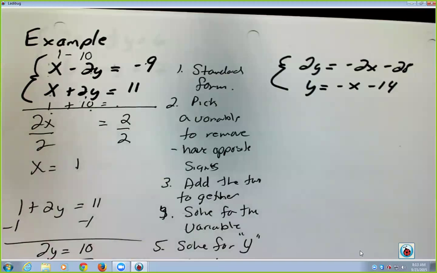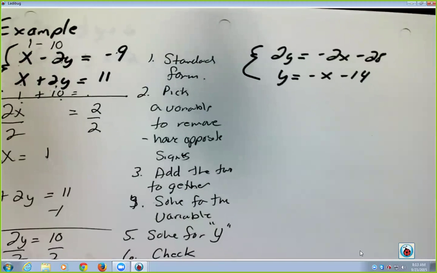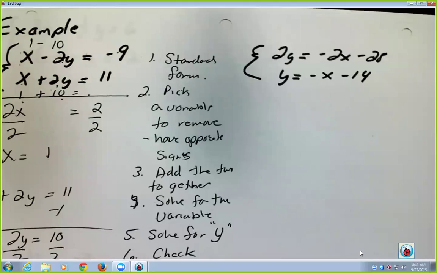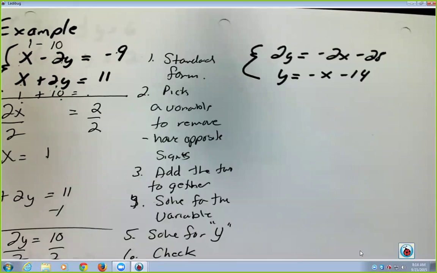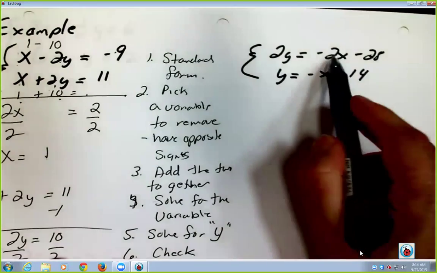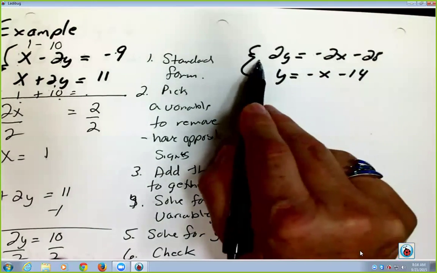Okay. All right. The second one that's on this page, if we look at that one, is it in the right format? So is it in standard form? No. So I need to get it there. So to get it here, I need to move this 2x to the opposite side.